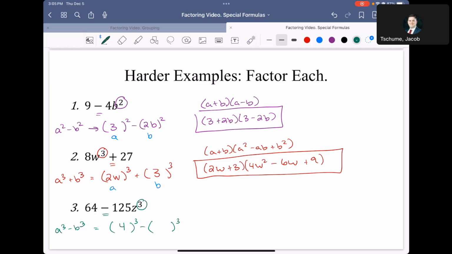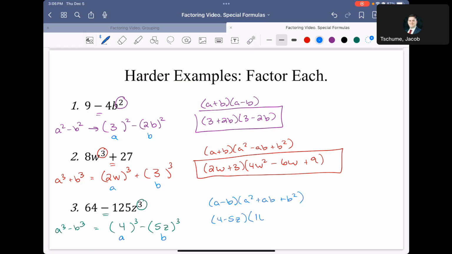And then what cubed gives you 125z cubed? Well, the variable can't change, so that's going to be z. And then in this case, 5 times 5 times 5 gives you the 125 that you need. You've got your A, you've got your B, and so for the difference of cubes formula, that is A minus B times A squared plus AB plus B squared. And so plugging my A and B in, you should get 4 minus 5z.